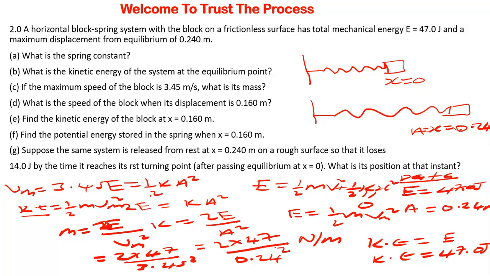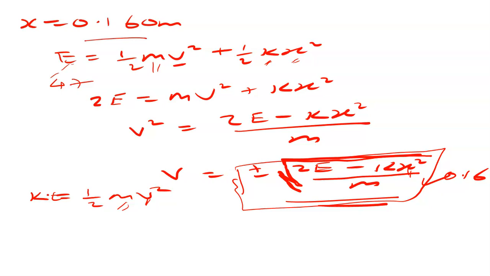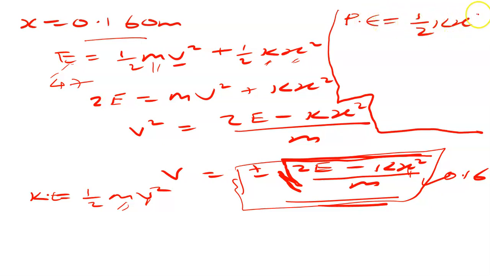Alright, let's go to part F. Part F is saying find the potential energy stored in the spring when x is equal to 0.160 meters. So we know that the energy stored in the spring, the potential energy, is given by 1 over 2 kx squared. We already know the value for k, and they are saying that the value of x is 0.16. So this shouldn't be a big deal.